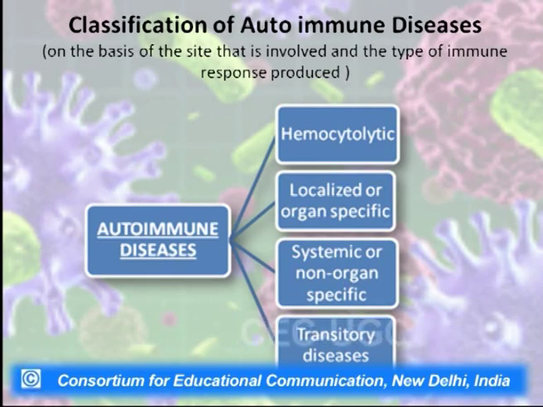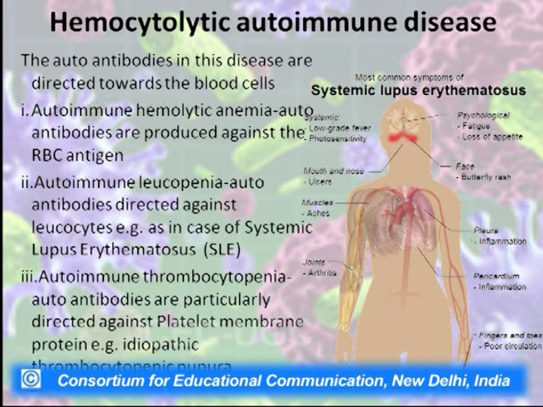Then we described that we can classify autoimmune disorders into hemocytolytic autoimmune disorders, localized or organ specific autoimmune disorders, systemic or non-organ specific autoimmune disorders, and transitory autoimmune disorders. Now, we will come one by one to each type. First of all, the hemocytolytic autoimmune diseases. As the name suggests, the autoantibodies in this disease are directed towards the blood cells.